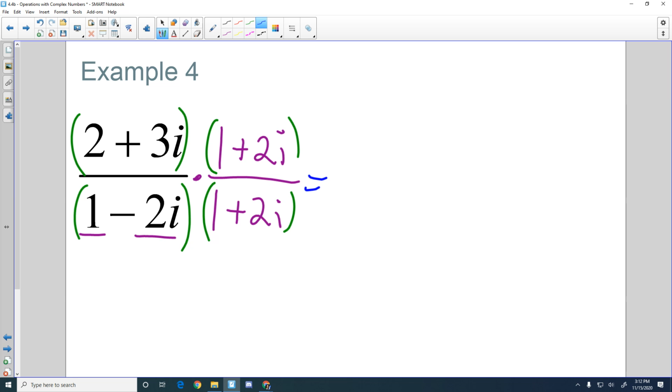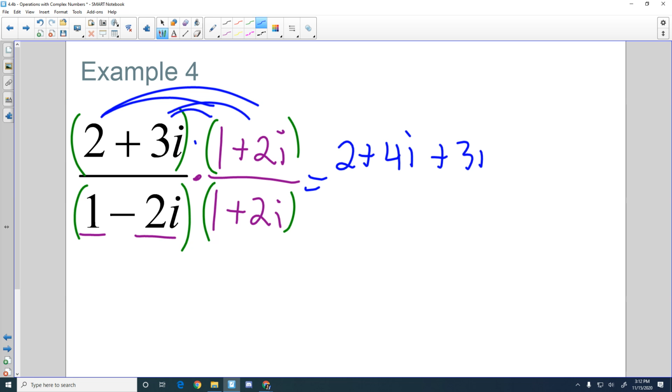Okay, here we go. In the numerator, well, that's going to be a lot of work. So I've got a binomial times a binomial, and these aren't conjugates, so I do have to do the full distribution, right? Where I've got to take 2 times each of those terms. It gives me 2 plus 4i. Then I take 3i times each of those terms. So that's plus 3i plus 6i squared. Please remember the square. i times i is i squared.